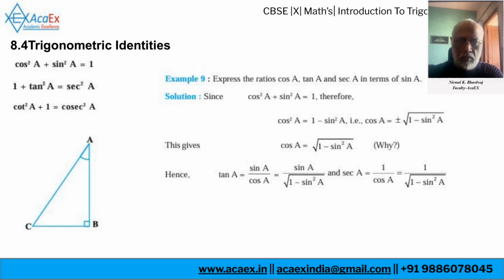Trigonometric identities. An equation involving trigonometric ratios of an angle is called a trigonometric identity if it is true for all values of the angle. The 3 fundamental Pythagorean identities are cosine squared A plus sine squared A equals 1, 1 plus tangent squared A equals secant squared A, cotangent squared A plus 1 equals cosecant squared A.